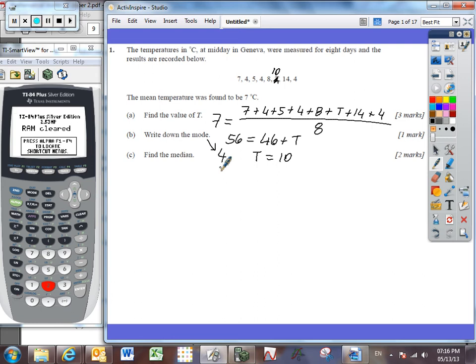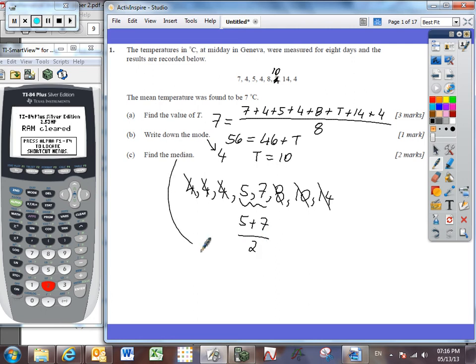And the median is the number in the middle, so we've got to place them in order first. We've got our 4, 4, 4, then we've got a 5, 7, 8, followed by the 10 and the 14. So we're going to move inwards until we reach the middle number. In this case, there's 2 middle numbers, so we're going to take their midpoint, their average, and we'll find that the median is equal to 6. Sorry, this gives us 12 over 2, which equals 6. So the median is 6, mode is 4, and T has been equal to 10.